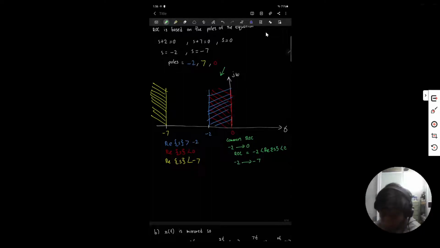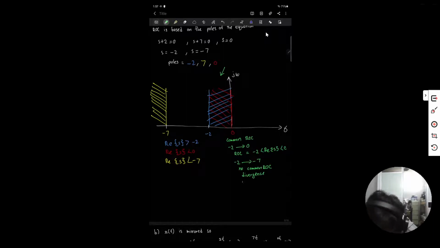But if we look at -2 to -7, it will have no common ROC or no ROC at all, because the blue, the -2, is going to the right side and -7 is going to the left side. So there is no collision or no convergence at all. It is actually divergence if we look from -2 and -7.